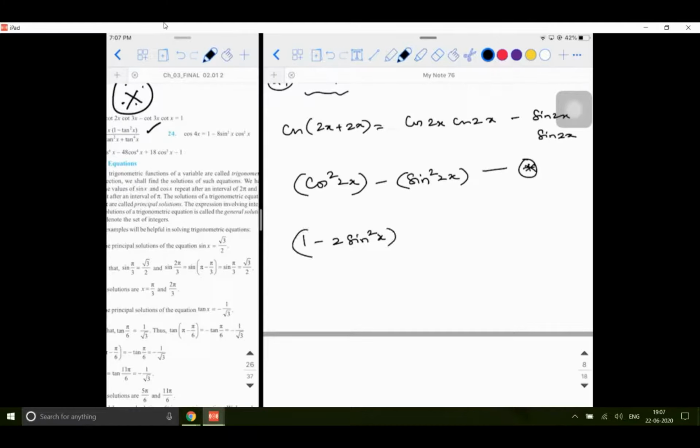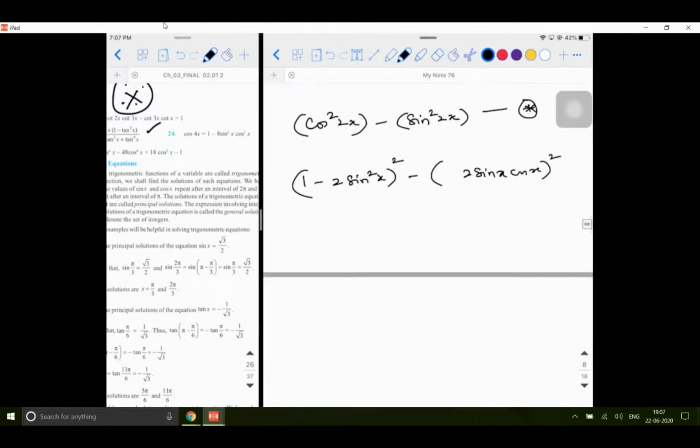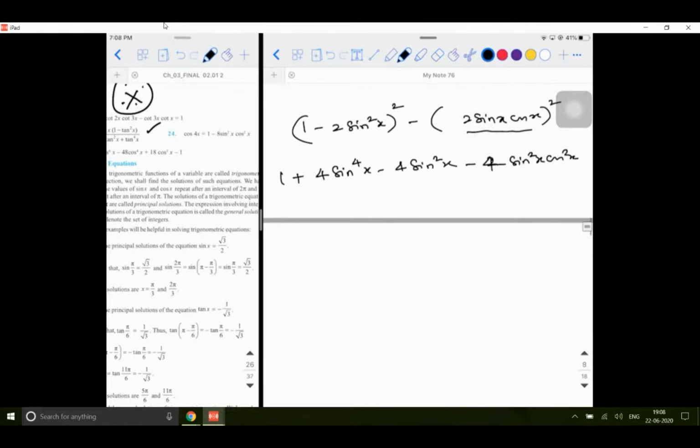So 1 minus 2 sin square x, the whole square, minus sin square 2x. How do you want me to write sin 2x? There is only one formula, that is 2 sin x cos x. I'll take it as whole square. Now what should I do with this? a minus b the whole square is a square plus b square minus 2ab, so 4 sin power 4x minus 4ab. What can I do with this? I can write it as 4 sin square x into cos square x. Can I write it like this?